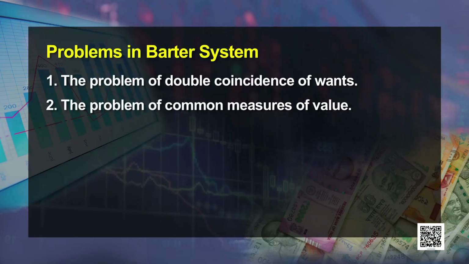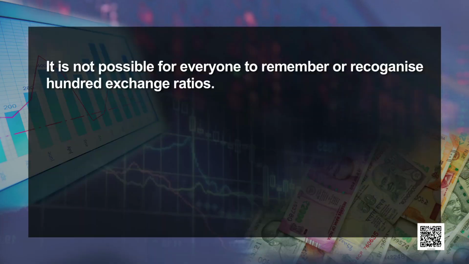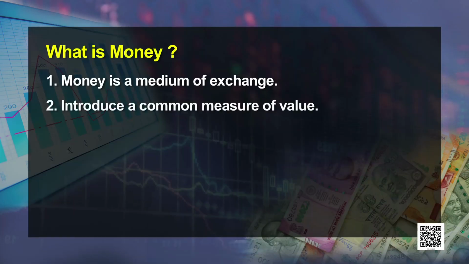Under barter system, we also faced one more problem, that is the problem of common measure of value. What happened was, it was very difficult to measure the value of a commodity in terms of other commodity. Let's suppose there are 10 commodities. Now every commodity can be measured in each other's term. So we'll have 100 exchange ratios. It is not possible for everybody to remember or recognize 100 exchange ratios. So what to do? So we had to introduce a common measure of value so that every item can be exchanged for that one common measure of value, that was money.